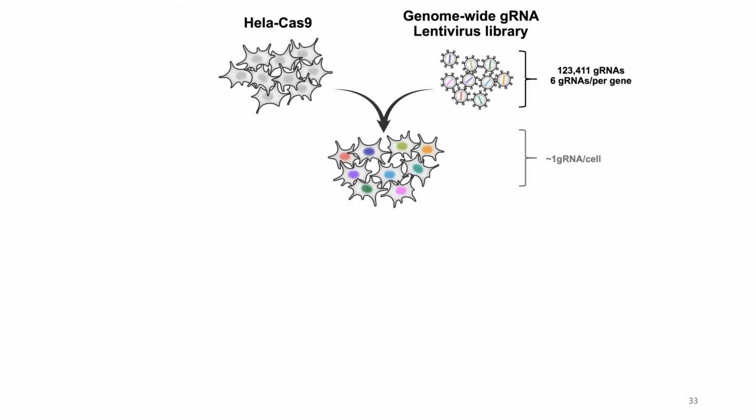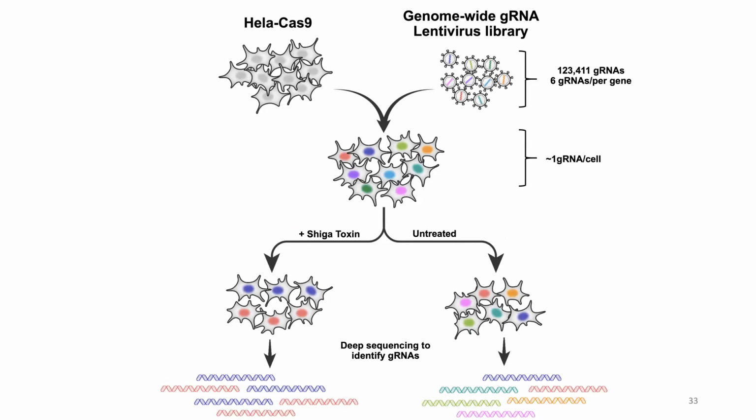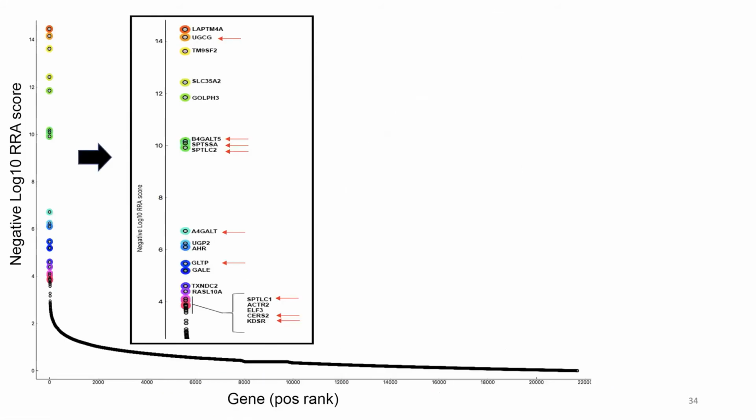So to actually do the screen, we took our HeLa cells that express Cas9, infected the cells so that we would only have one lentivirus infecting one cell, divided the cells in half and treated half with Shiga toxin, which killed most of the cells, allowed the survivors to grow up, and then isolated genomic DNA from the Shiga toxin treated survivors and the untreated cells to identify the guide RNAs that were present. Then we ranked the guide RNAs based on their abundance and the relative number that we saw for each individual gene.